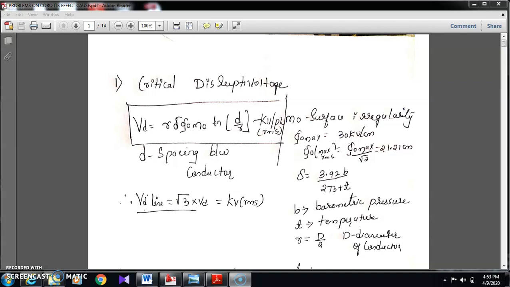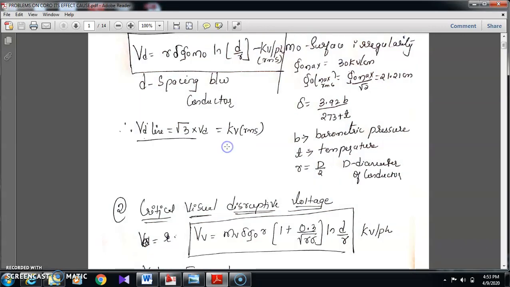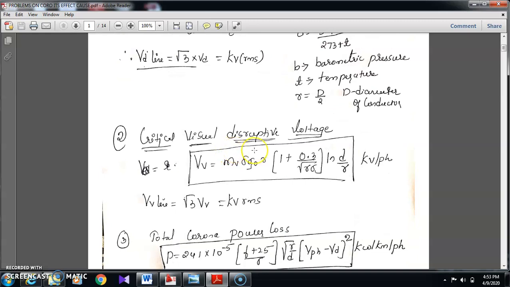Atmospheric conditions, temperature, frequency and spacing between the conductors may all affect it. Once corona starts, the voltage at which it crosses that threshold is the critical disruptive voltage. It's the starting point. Once it starts and we can see it, that voltage is the visible critical voltage. Once corona happens, there will be power loss.